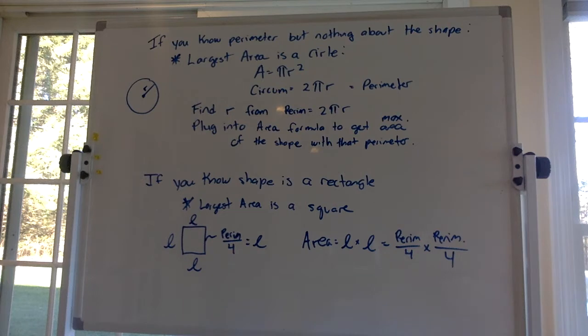around. So we don't know anything about the shape, but the deal is, if you don't know anything about the shape, you just have what the perimeter is, or how much fencing we have in our example, the largest possible area you can get is a circle. You would make a circular area with your fence.